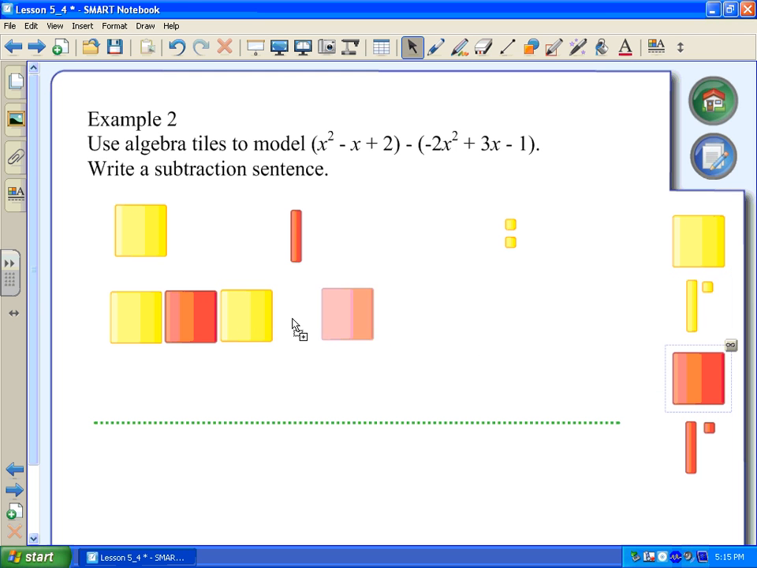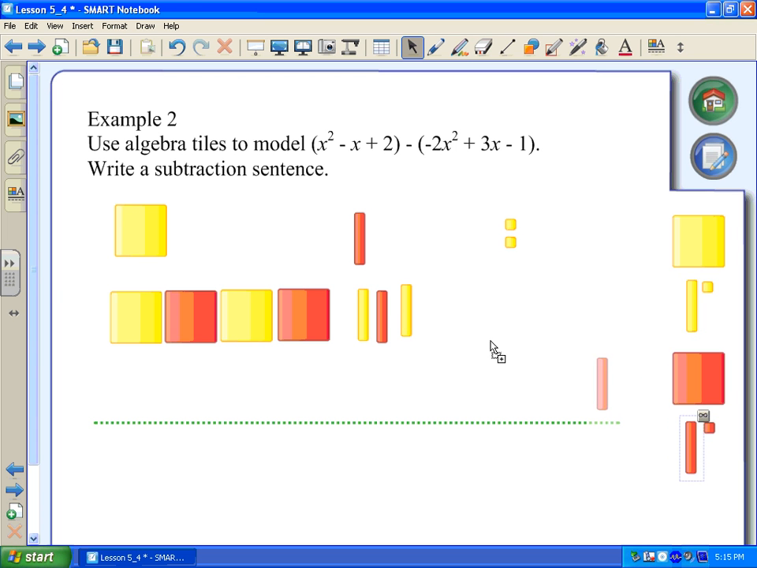Okay. Now you would have enough, I'm just going to slide this over, you would have enough that you can give me 2 negative x squared tiles. Now you have a negative x, and I want 3 positives. Well, that's a problem, but we can fix that with more 0 pairs. Here's one 0 pair. Here's a second 0 pair.